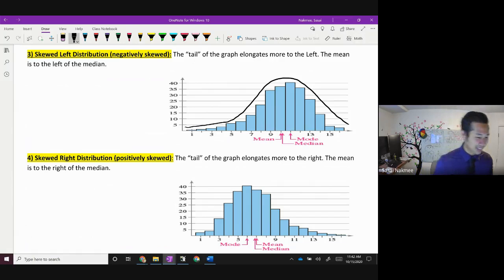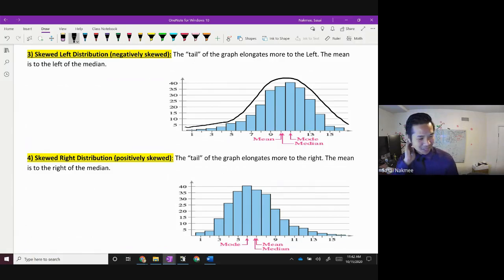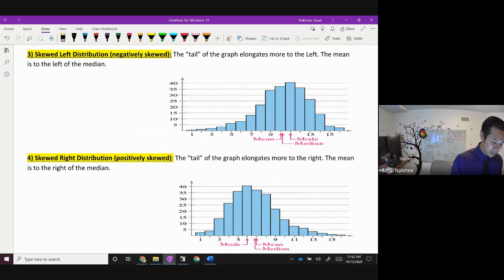I hate skewed questions or I hate skewed cues. Yeah, they're kind of weird. They're not too bad though, like once you get the hang of it.